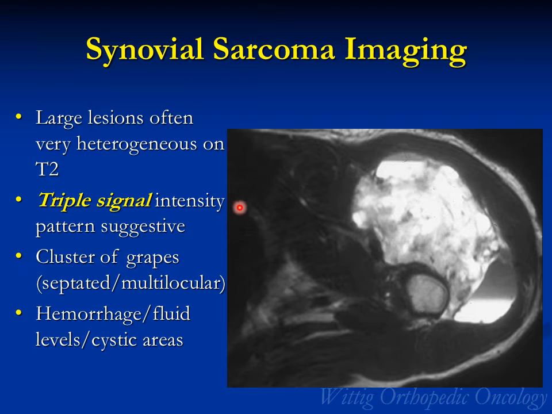This is the T2 weighted image of the synovial sarcoma where you see that triple signal intensity. You see here cystic change with hemorrhage and fluid levels, and both very low, intermediate, and high signal areas in the mass. Okay, it's very suggestive of a synovial sarcoma. Also, this lobular type of growth pattern. They often have septations in the middle, which almost make it look like a cluster of grapes, or make it look as though it's multilocular.